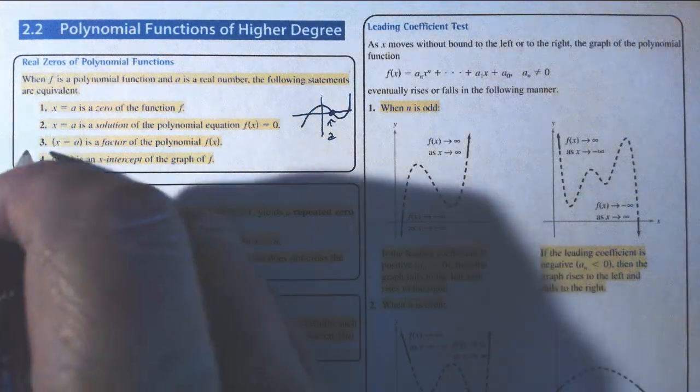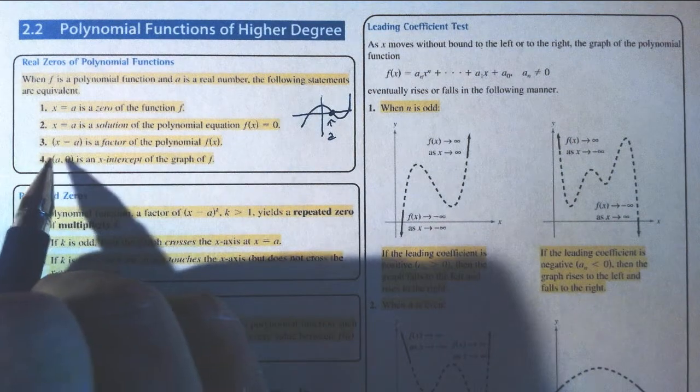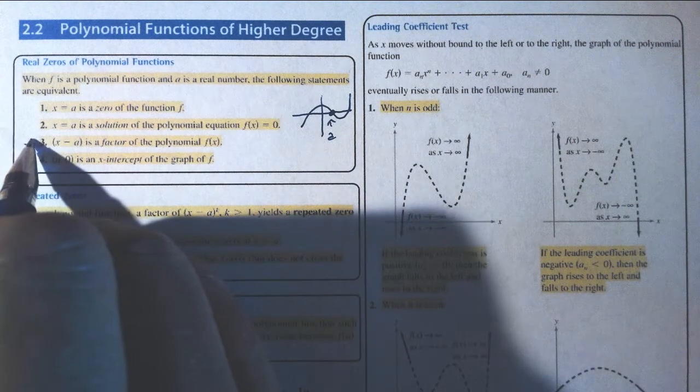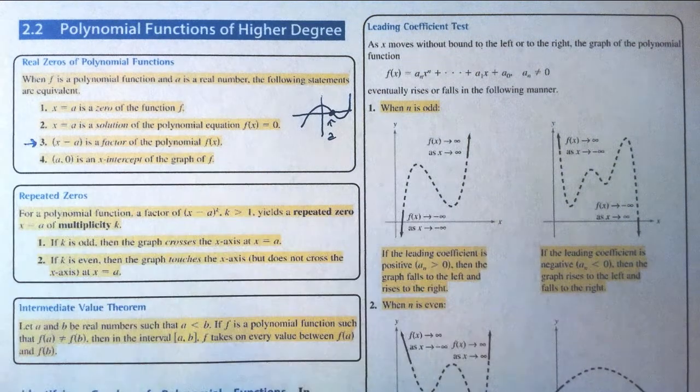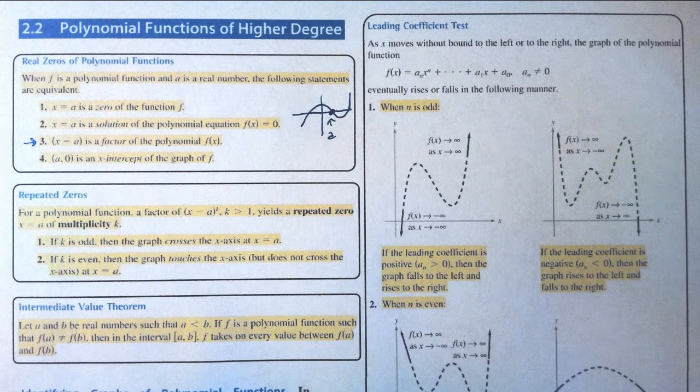They're all somewhat obvious after we get comfortable in this environment, but this one becomes particularly important to us. x minus a is a factor. If a is an intercept, or a is a zero, or a is a solution to the polynomial f of x equals 0, then we may factor out x minus a. That becomes a huge part of what we're going to be doing.